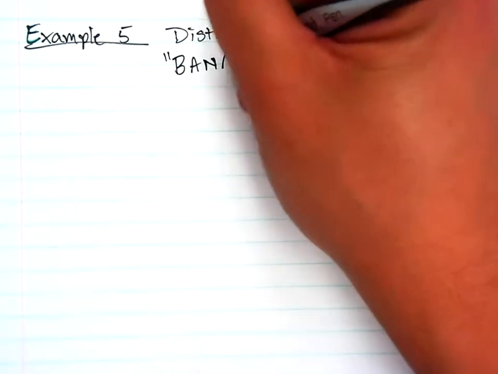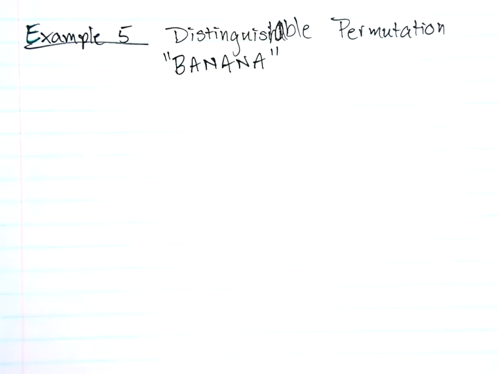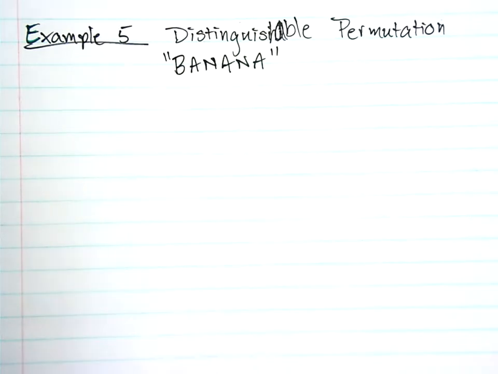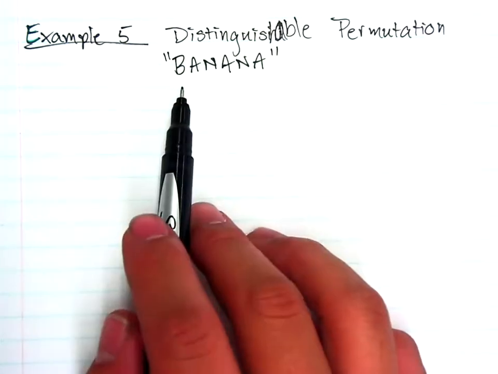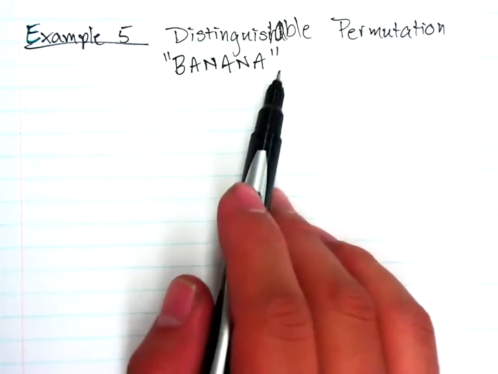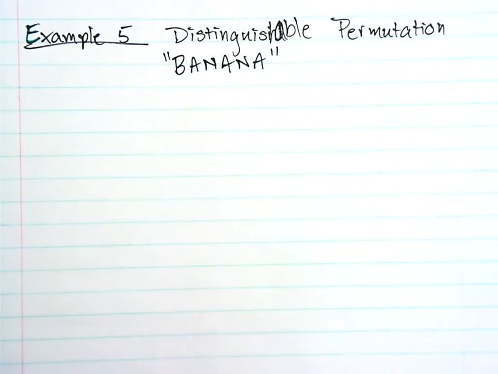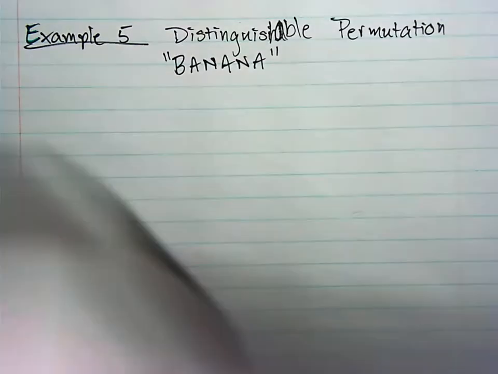So here, B-A-N-A-N-A. And we're going to be looking at the different ways that we can have a permutation of the word banana. Now, if I was looking for a combination of the word banana using all the letters, it's going to basically tell me, hey, you already put all the letters together. It doesn't matter. A permutation, on the other hand, actually considers each one of these letters to be different from one another, even if they look the same. Okay? So in this case, we're talking about a distinguishable permutation.